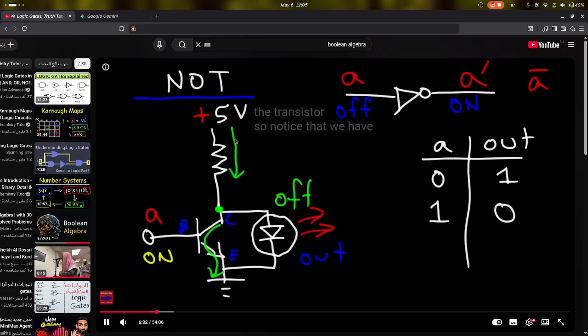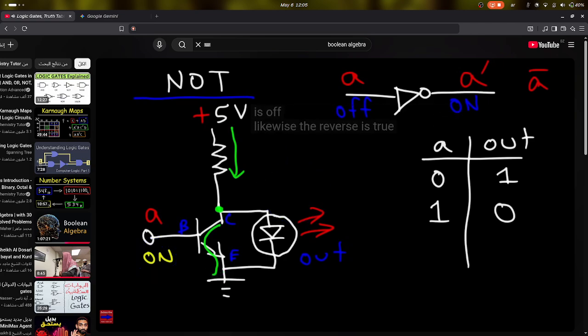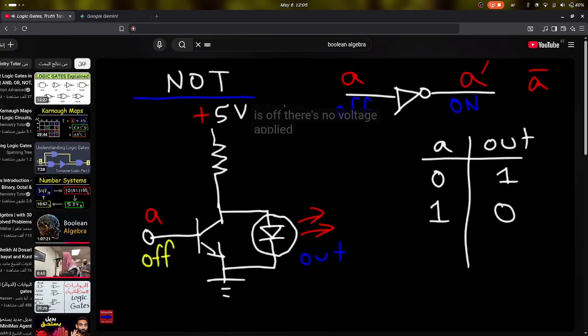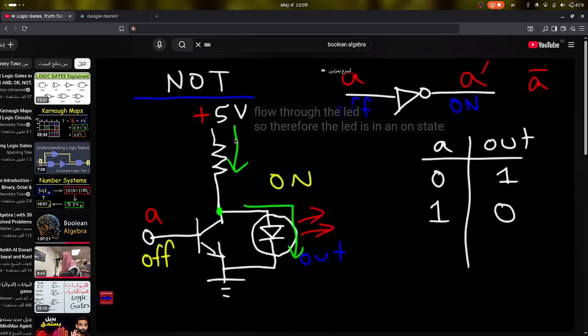So notice that we have a complementary situation. The input is on, but the output is off. Likewise, the reverse is true. So let's say that the input is off. There's no voltage applied at input A. So what's going to happen? Current will still flow through the resistor. Now, once it reaches this point, because the transistor is off, it cannot flow through the transistor. So therefore, it has no choice but to flow through the LED. So therefore, the LED is in an on state.